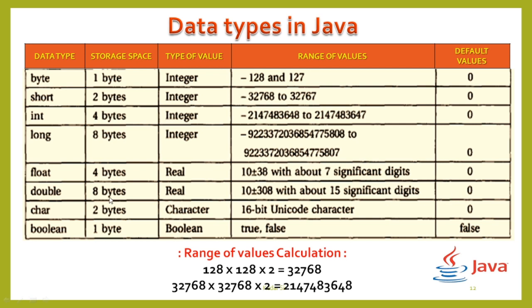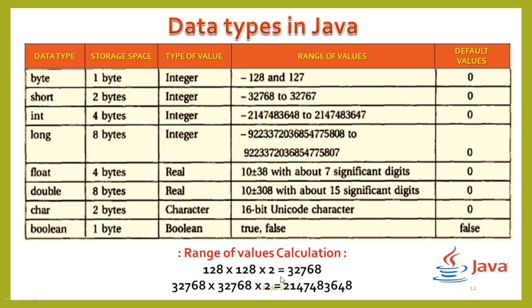Default value is 0. Character data type storage space is 2 bytes, type of value is character, and the 16-bit Unicode character set is supported by your Java program, and default value is 0. Boolean data type storage space is 1 byte. Boolean range of values is true or false, right? The default value is false.